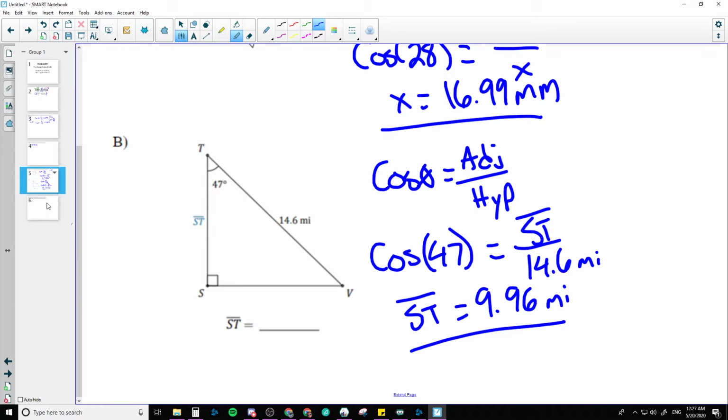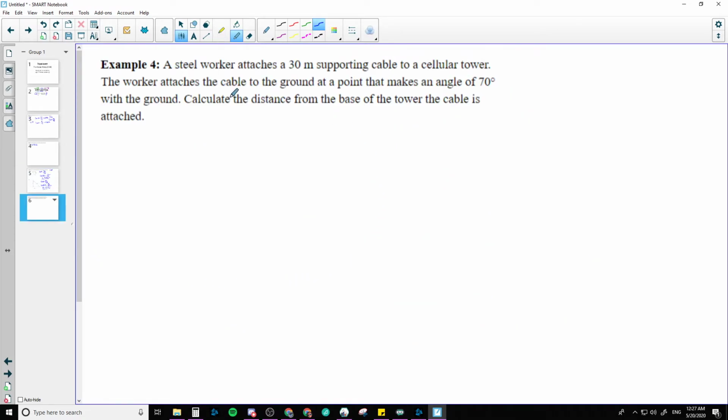All right, last example here is a word problem. It says a steel worker attaches a 30-meter supporting cable. So let's draw it. We've got a cable that is going to a cellular tower. So let's say here's the tower here. The cable's going out this way. Here's going to be our angle because it says the angle that the cable makes with the ground is 70 degrees. And it says that the cable itself is 30 meters long. So that's going to be our hypotenuse.